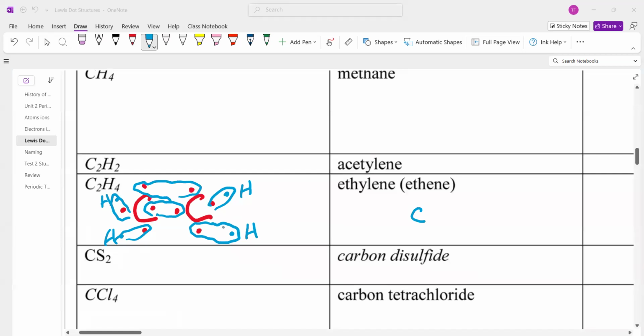Let's look at the octet. Count all the electrons each atom has, and we count the shared ones as well. So we got 2, 4, 6, 8. 2, 4, 6, 8. So that's a legal structure. Now, the next thing we do is make it pretty by drawing lines for each bond.